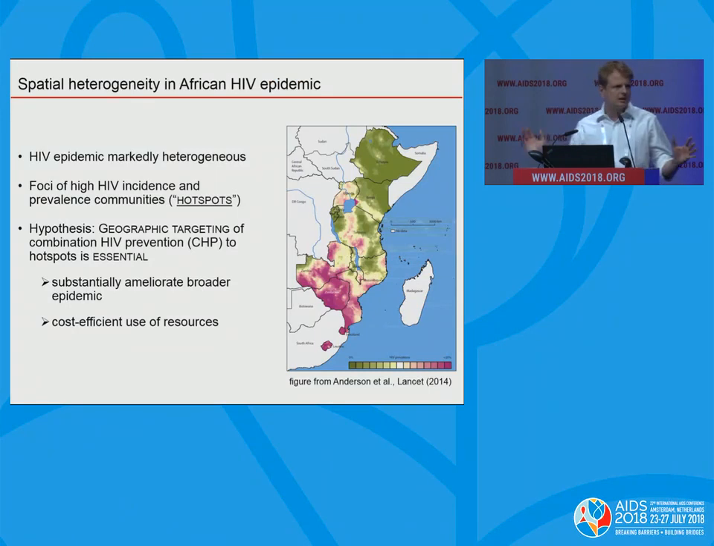So just to set the scene, one of the characteristic features of the HIV epidemic in sub-Saharan Africa, as you all know, is that it's markedly heterogeneous. So there are foci of high HIV incidence and high HIV prevalence, which we all know as hotspots. And critical to current prevention programming is the hypothesis that geographic targeting of combination HIV prevention to these hotspots is essential, first, to substantially ameliorate the broader epidemic and for making cost-efficient use of resources.